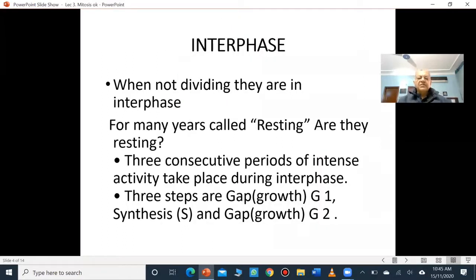So here is interphase. We say that when the cell is not dividing, it is in interphase. For many years it was called the resting phase. Are they resting? The answer is no, they are not resting. There are a number of things going on in the cell, but we cannot see them. There are three consecutive periods of intense activity during interphase: gap or growth, the G1 phase, synthesis, the S phase, and G2, which is again a growth phase. So G1, S, and G2 are the phases of interphase.